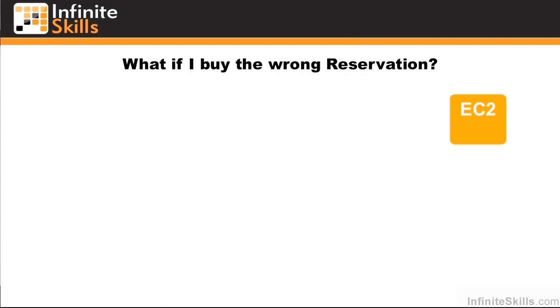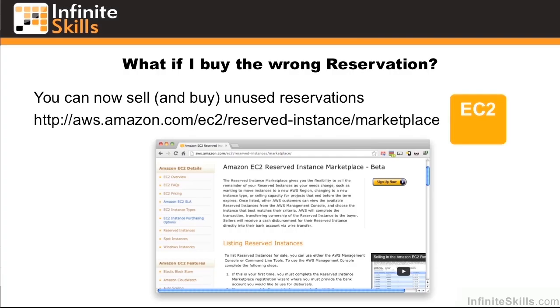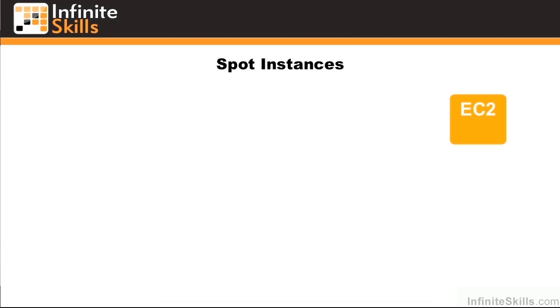If you do buy the wrong reservation, you can now sell it on the Amazon Reserved Instance Marketplace. This may also be a good place to look for your reservation before you buy it directly from Amazon.